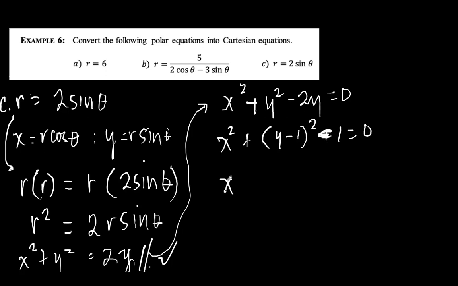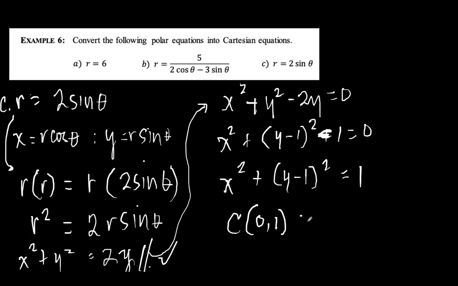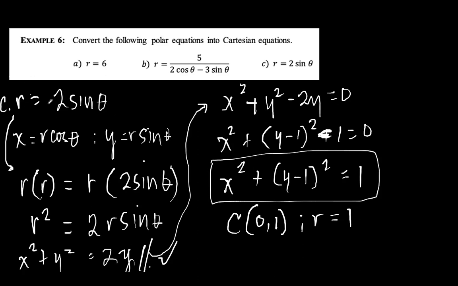So x squared, I hope you still remember that. So x squared plus y minus 1 squared is equal to 1. So this is now a circle equation in standard form with radius 1, okay? So a circle with (0, 1) as the center and radius 1, all right? So this is another way to express our final answer in converting the polar equation r equals 2 sine theta to a Cartesian equation, in the form of a circle. Right, I hope everything is okay.